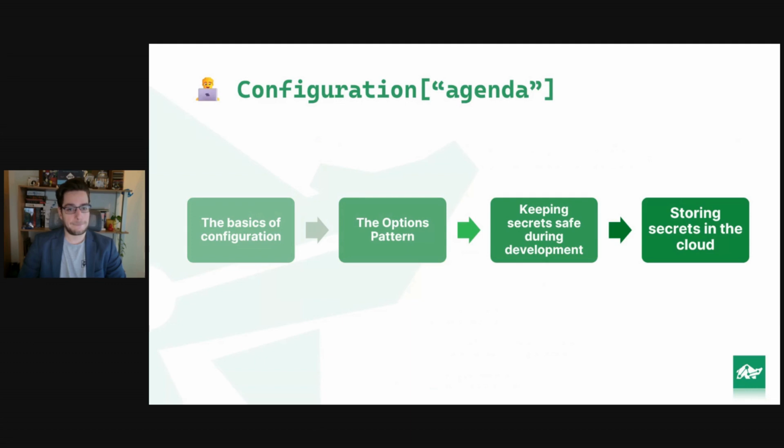Okay, so the agenda. I split it up into 4 sections. First, we're going to talk about the basics of configuration in .NET. Then we're going to talk about the options pattern, which is basically the way you should really be using configuration. Next, we're going to talk about keeping secrets safe during development. And when that is done, we're going to talk about storing secrets in the cloud.